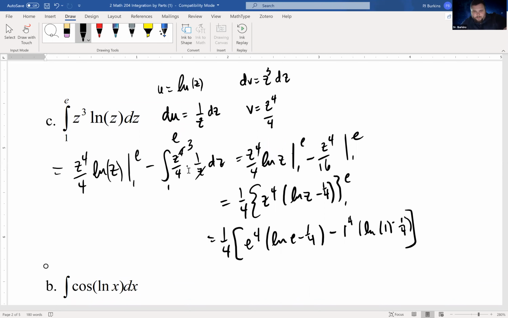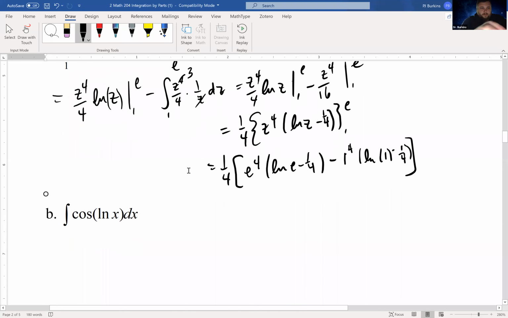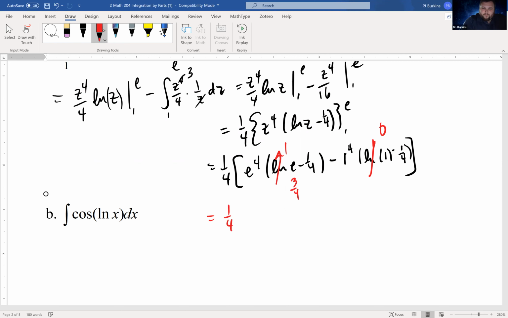All right. What can we do here? So log of 1, that's 0. Log of e, that's 1. 1 minus a fourth is going to be 3/4. So this is 1/4 times 3 to the fourth over 4 plus a fourth, which means I can pull out another 1/4, make it 1/16. 3e to the fourth plus 1.